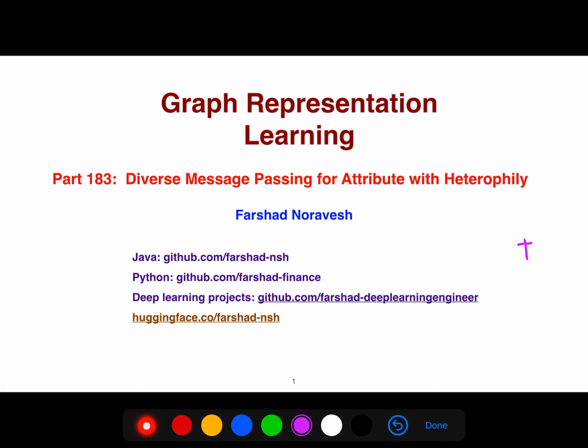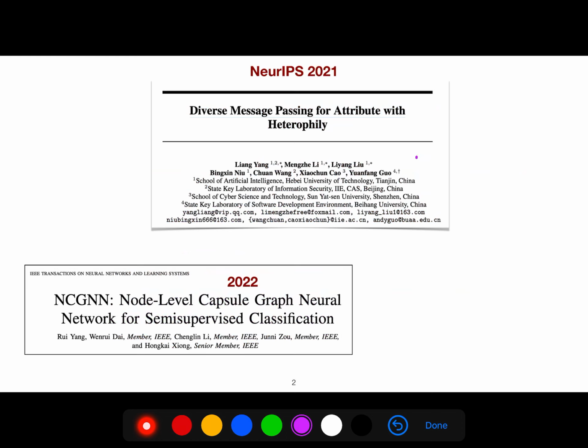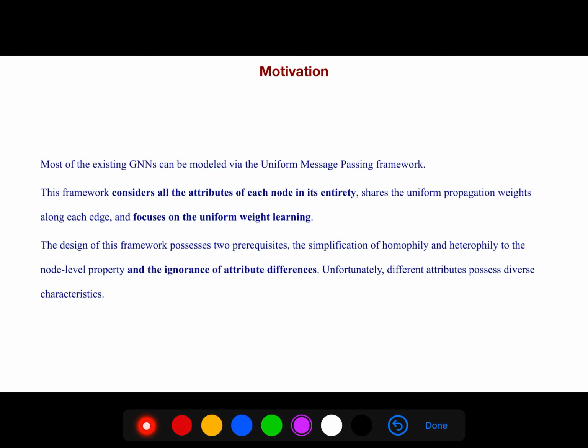Alright, so today I'm going to be explaining this important paper with the title Diverse Message Passing for Attribute with Heterophily. This NeurIPS paper in 2021. Most of the existing GNNs can be modeled via the Uniform Message Passing framework.